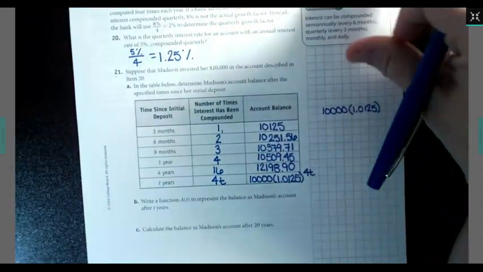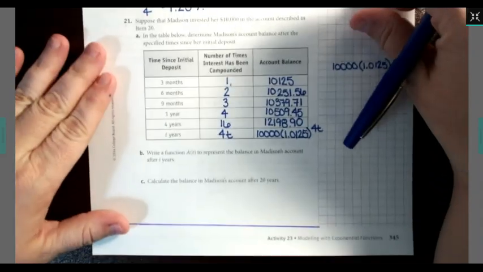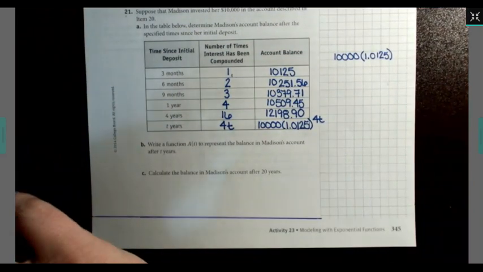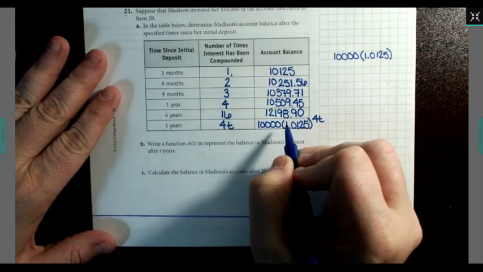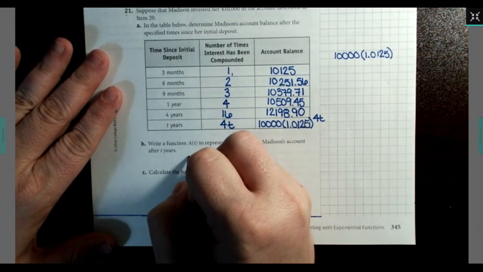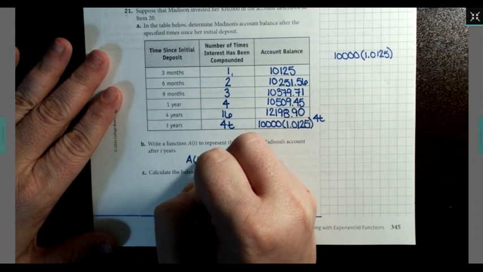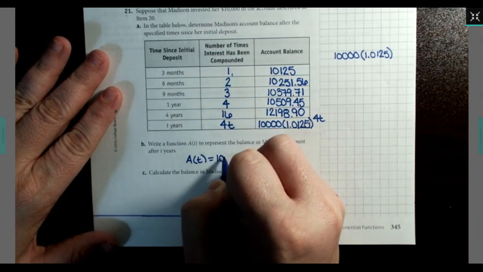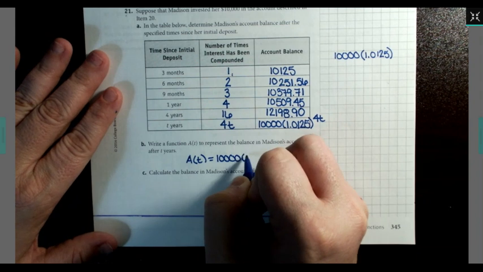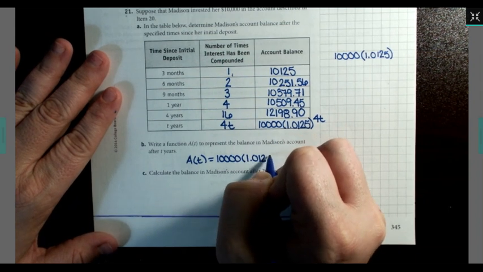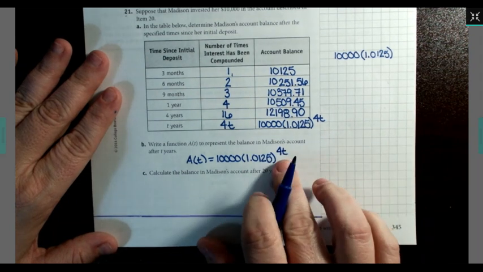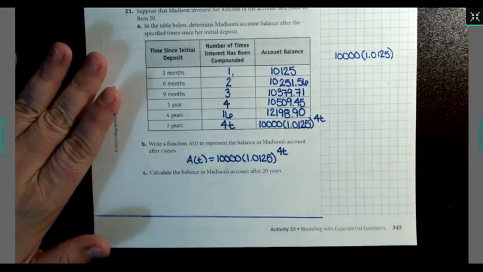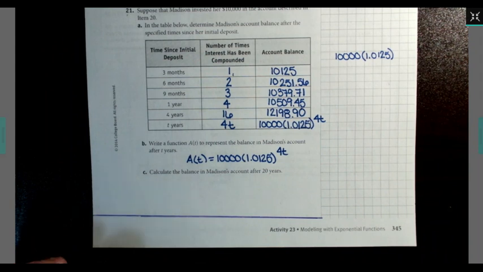B, write a function A of t to represent the balance in Madison's account after t years. So we just set this expression equal to A of t. A of t equals 10,000 times 1.0125 to the 4t power. So whatever the number of years is, we're going to multiply it by 4.